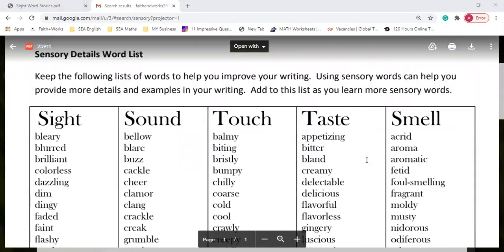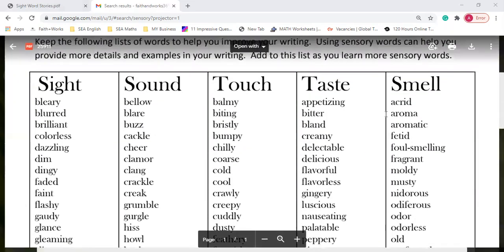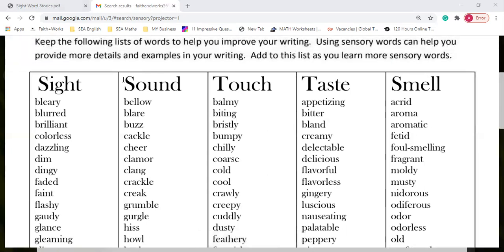All right. Okay, and look at the last category now. Smell. How to describe different smells. So you don't have to always say it smells sweet. You could use these words here. So go ahead.